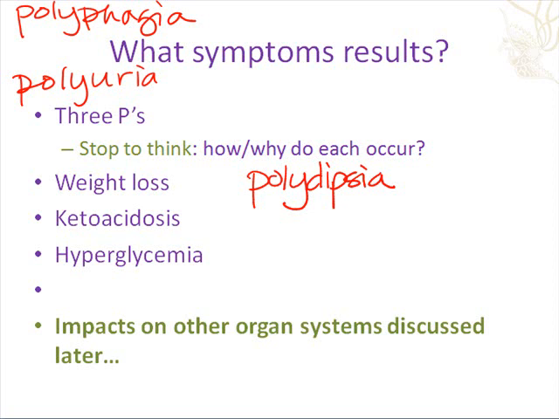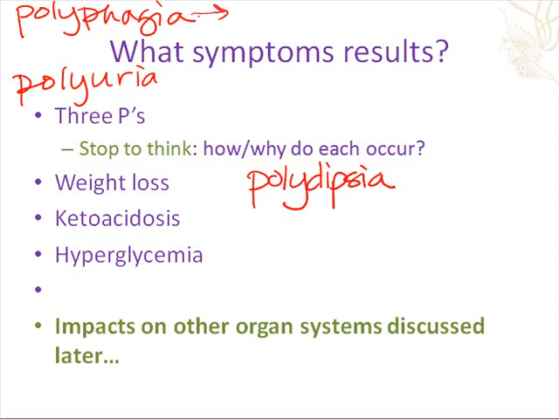So I'm hoping you really did hit pause and you really did try to figure out what these three P's mean. Part of the active learning process is really trying to see what you do and don't know. The more you interact with the material, the more likely you are to remember it. So let's go through each of these and see how close you were to figuring out what caused each of the three of these. And we'll start with polyphagia up top.